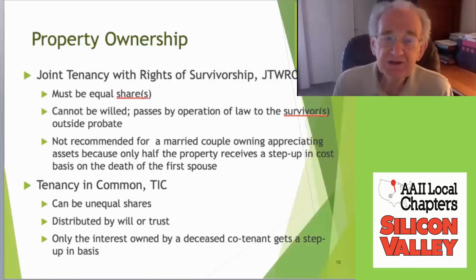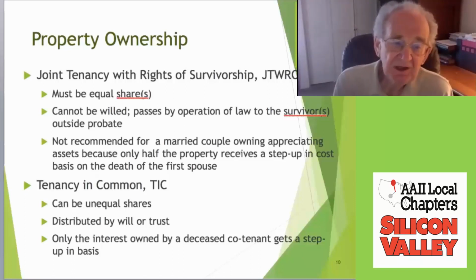Property held in joint tenancy cannot be willed. It passes automatically by operation of law to the survivors outside of probate. So it avoids probate, and that's one of the reasons that people use it. It's normally not recommended for married couples, especially here in California, because when one spouse dies, the other spouse does not get a step up in basis. The only step up in the cost basis goes to the deceased spouse. So that's a drawback.